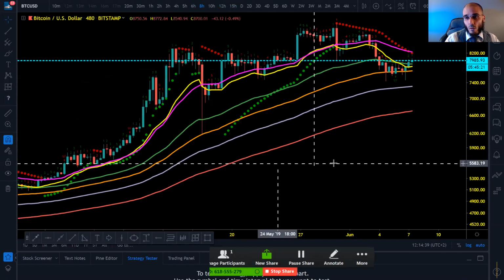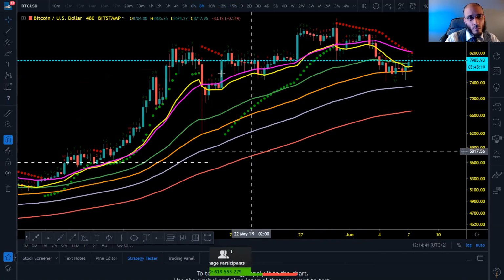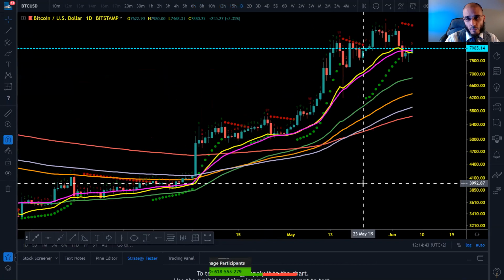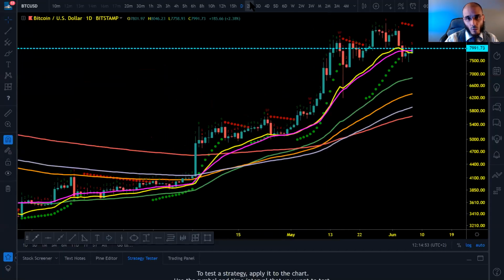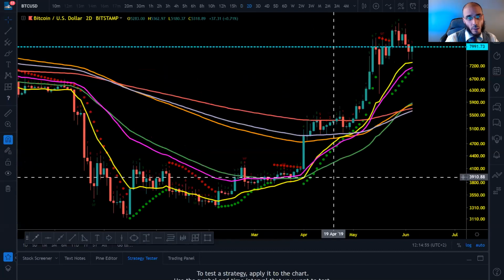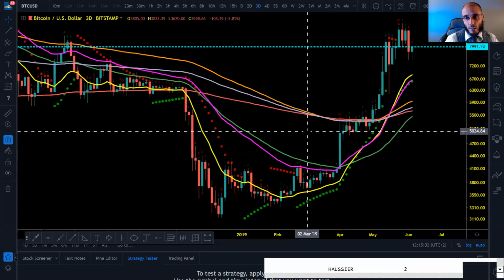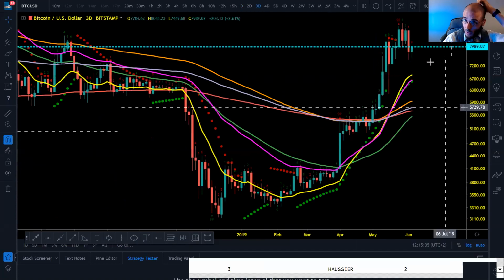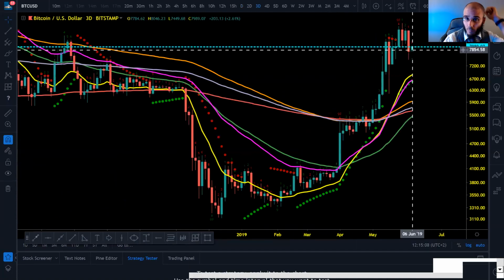Let's look at the long term, starting with 1 day. 1 day you're on a 5 down with confirmation. 2 day you're on a 3 down with confirmation. 3 day you're on a 2 down. I don't think we did get a confirmation, but let's take a look.